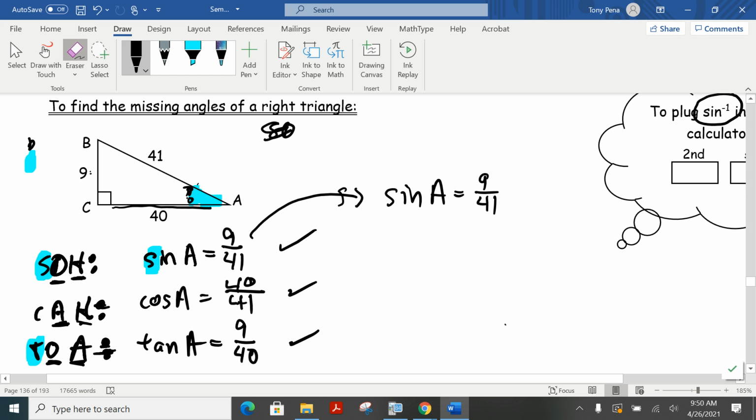So once we know this is no longer a question mark, this is 13 degrees. Then if this is 13, this is 90. What is 90 minus 13? Yeah, 77. Angle B has to be 77 degrees.